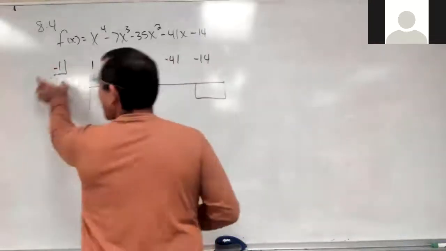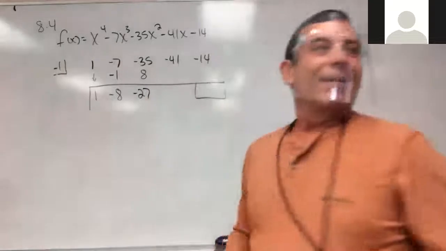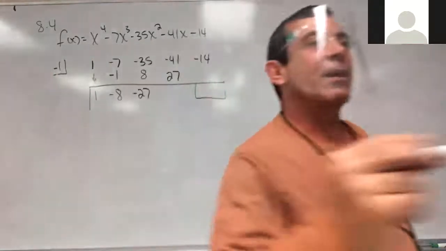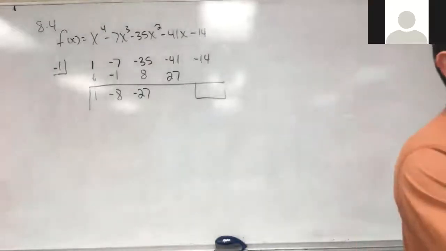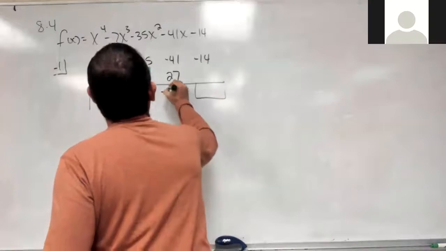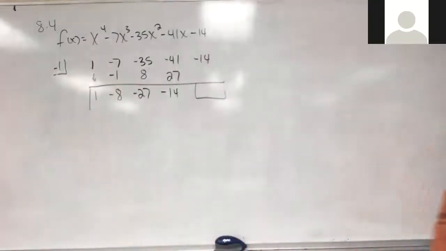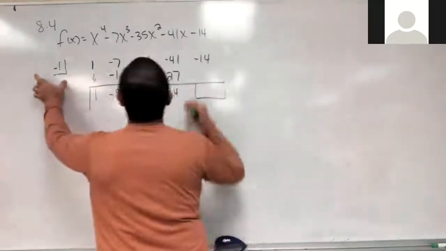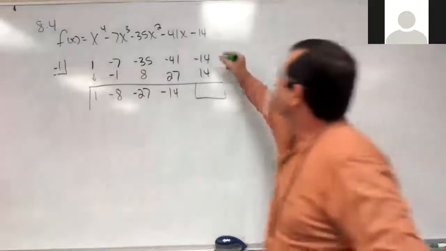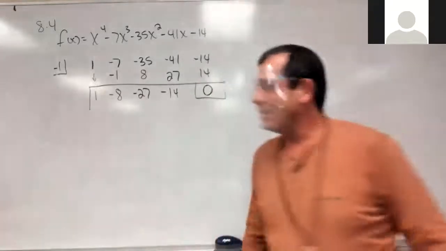Then you repeat again, multiply again. So positive 27. So -41 and positive 27 is -14. Oh, but look at this: -14 times -1 is a positive 14. That's what I needed. So those add and give me my 0 remainder.